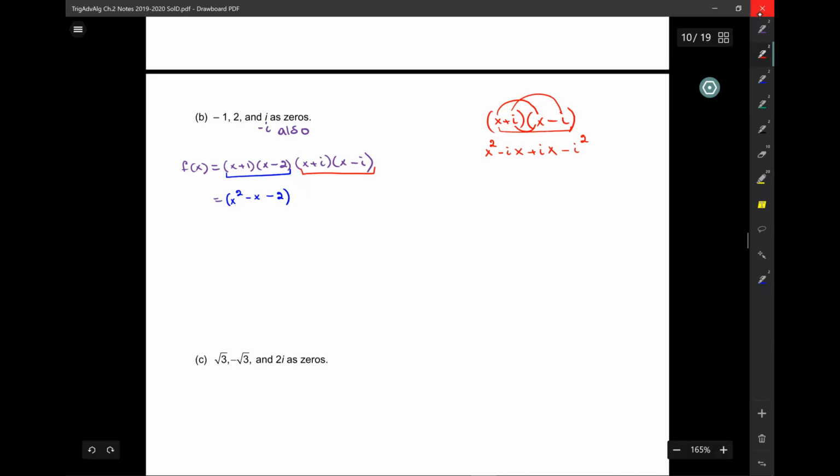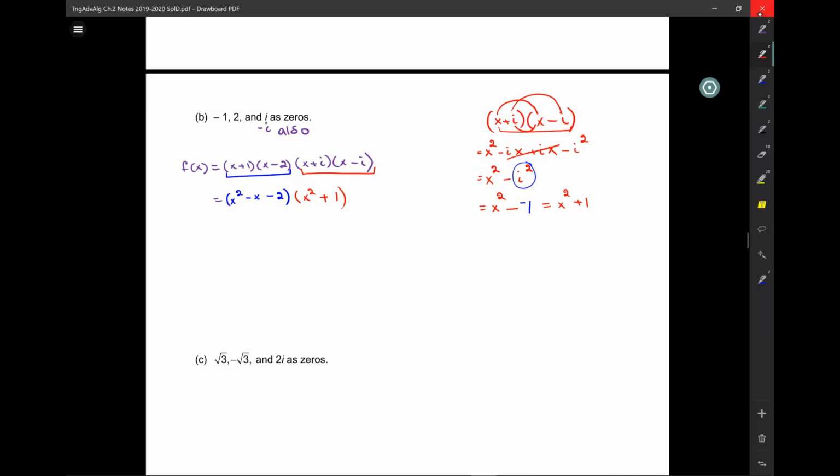Now, I have x squared. What happens to negative ix and positive ix? They go away. Here I have negative i squared, right? What is that now? Okay, x squared minus i squared is negative 1. So together, this is x squared plus 1. So this in here, it's x squared plus 1.